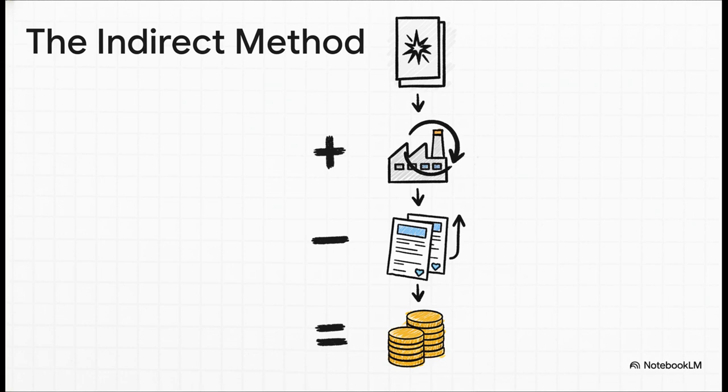The real magic of the indirect method is how it translates accounting speak into plain cash speak. So here's how it works. You start with net income, right? Now think about an expense like depreciation. You record it as an expense, so it lowers your profit. But did any cash actually leave the building? No, of course not. So the indirect method very cleverly adds that non-cash expense back.